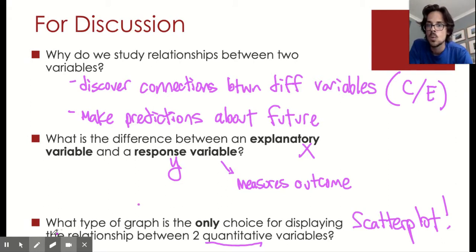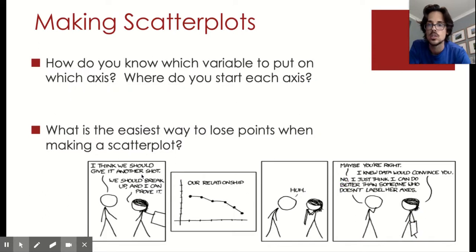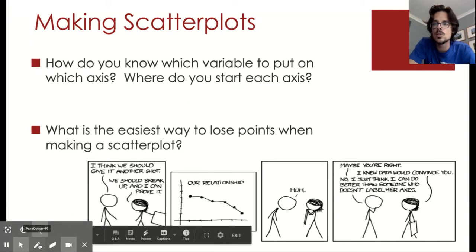So with that being said, if scatterplots are going to be so important, let's learn a few rules and learn how you actually describe a scatterplot. So this should be pretty basic. You guys have all taken algebra 2. How do you know which variable to put on each axis?